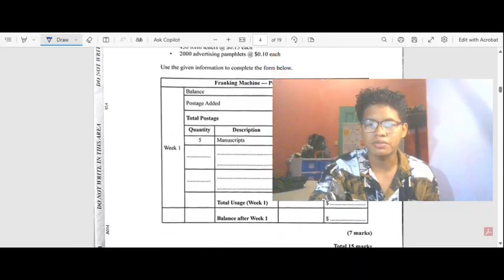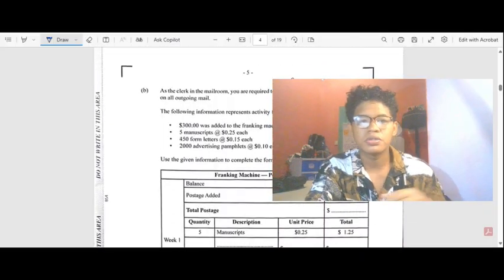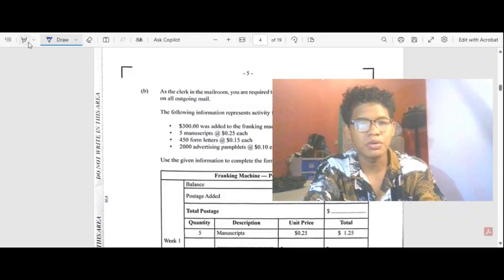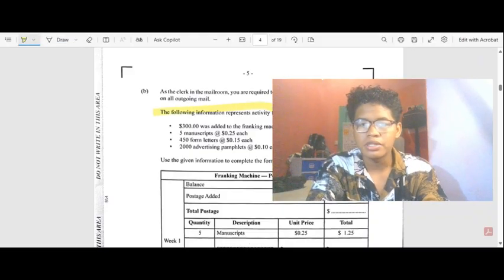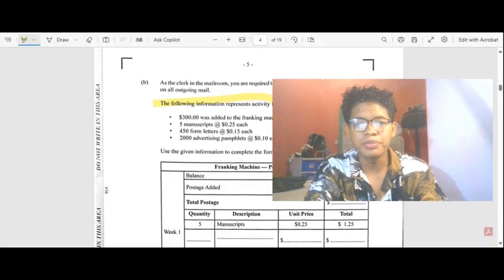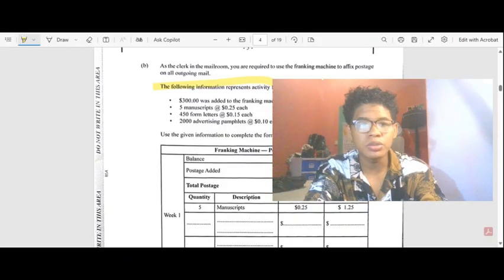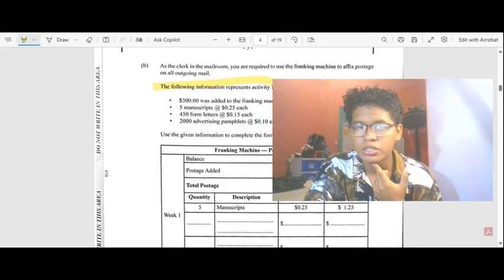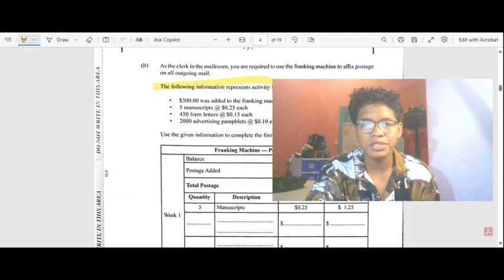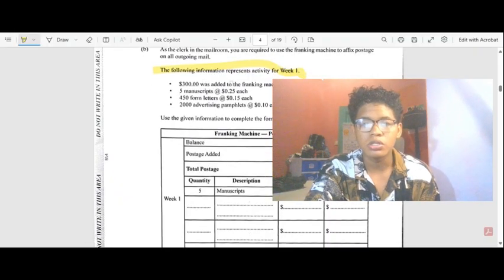So I don't believe this is very difficult. This is the information that was given under this section here. It says, as the clerk in the mailroom, you're required to use the franking machine to affix postage on all outgoing mail. The following information represents activity for week one. $300 was added to the franking machine, right? $300. Five manuscripts, 0.25 each. 450 letters, 0.5 each.